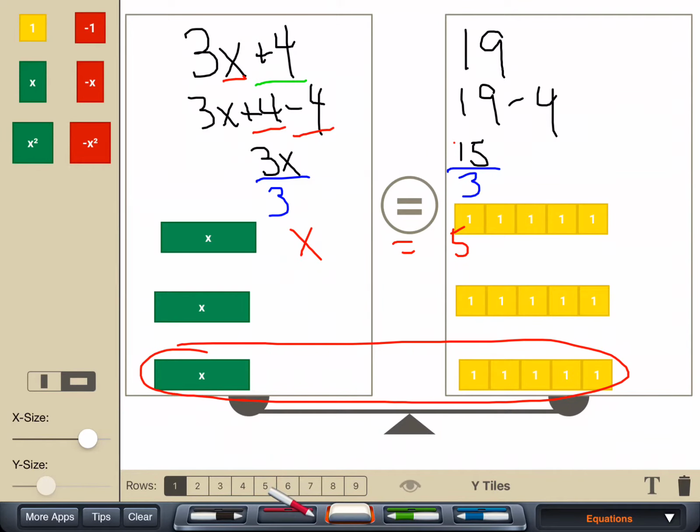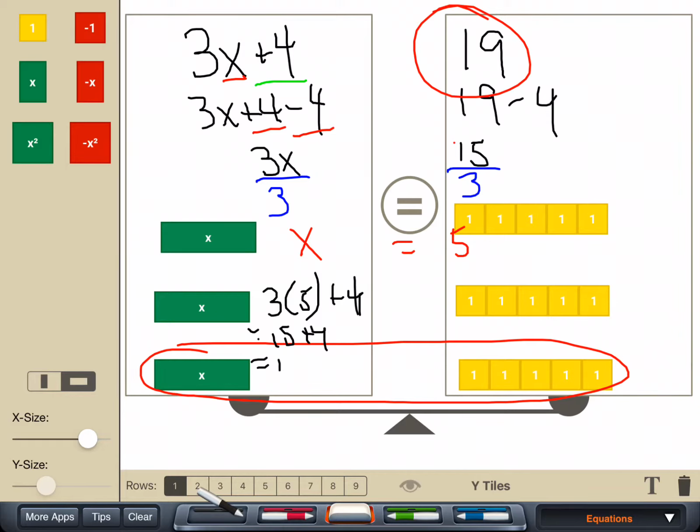Now, if I go back to my original equation, I'm going to test it out. I've got 19 on the right side, so let's see what happens when I put 5 into the left side. Oops, that's plus. 3 times 5 is 15, and I've got plus 4, and that equals 19. So that's a good solution. So let's try another one.